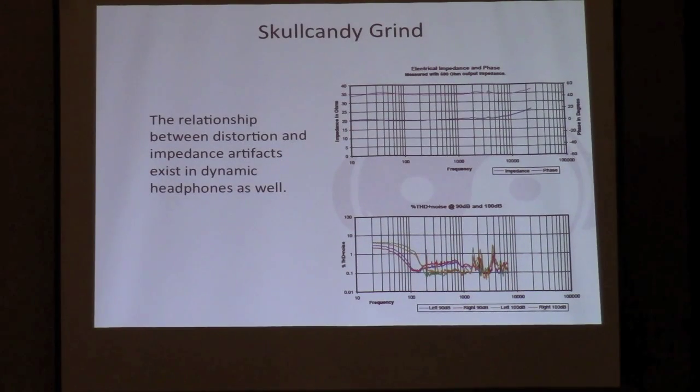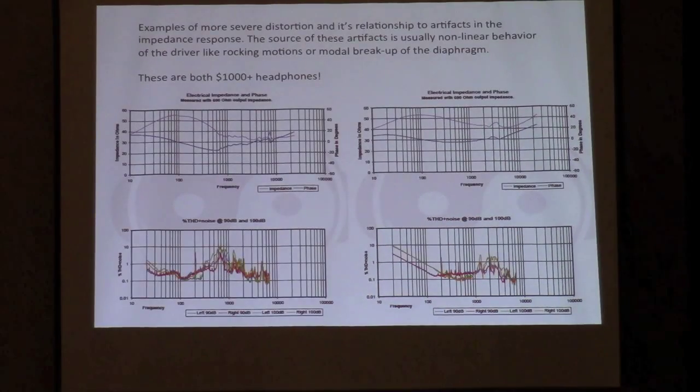So we're just going to flick through a couple of these. Skullcandy Grind. As you can see, we've got a rise in the bass, but here we see these big blips, and we can see some blips in the impedance plots over here. That's probably the driver going into modal breakup at some frequencies. It also could be problems in the acoustics right around the driver. But what you want to do is look at the impedance and the THD together, and you can see a relationship between them a lot of times.